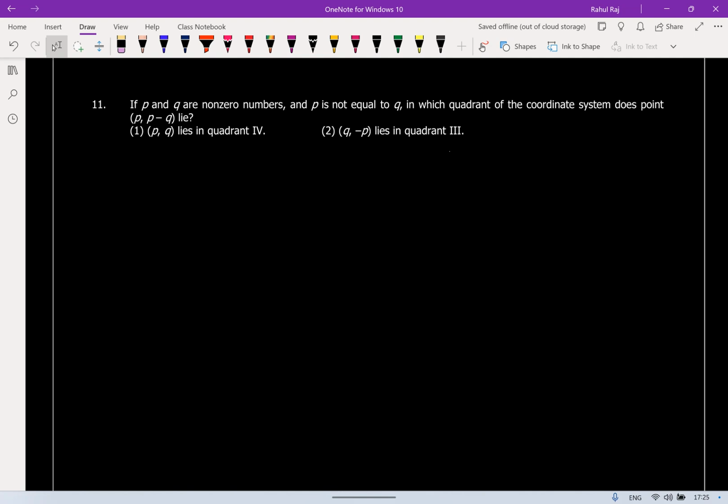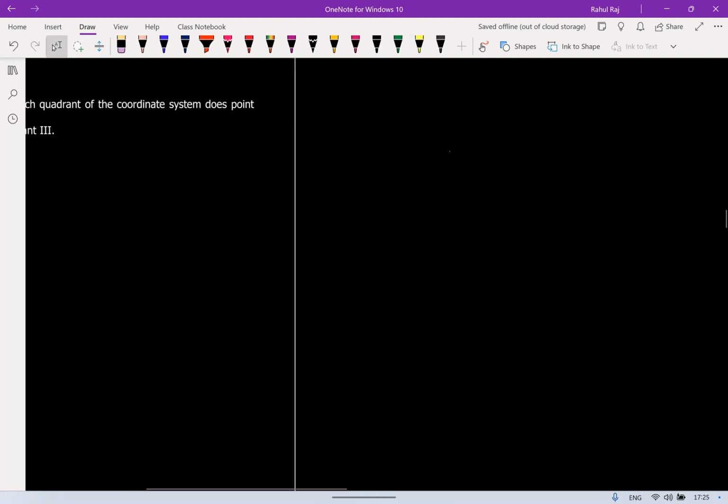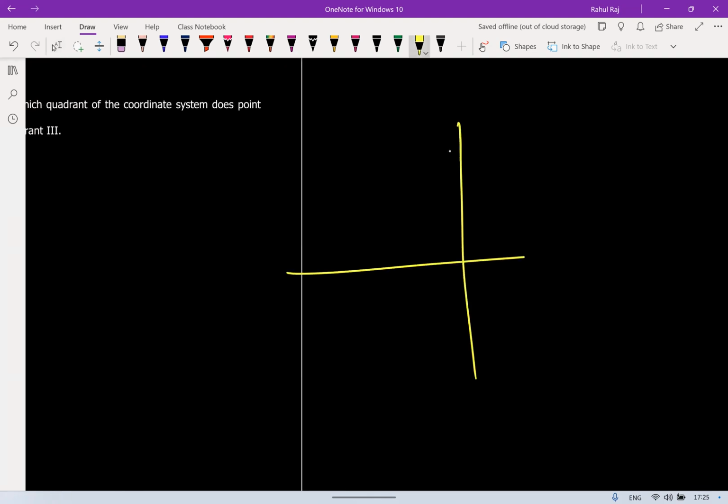Any answers? It says P and Q are non-zero numbers where P is not equal to Q. In which coordinate system quadrant do the point P and P minus Q lie? Before you get into this, there is a simple logic: this is called the first quadrant of the coordinate plane.